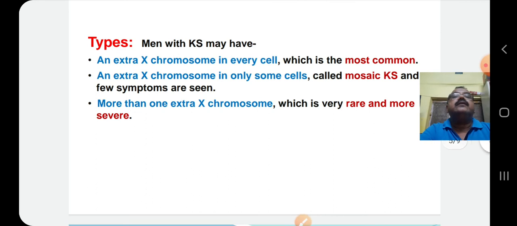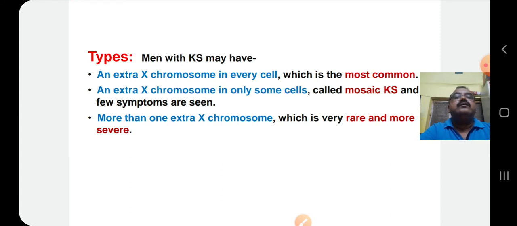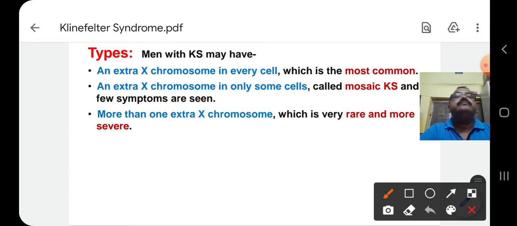Let us discuss the types. Men with Klinefelter syndrome may have an extra chromosome in every cell, which is most common, or an extra chromosome in only some cells, called mosaic Klinefelter syndrome, which produces few symptoms, or more than one extra chromosome, which is very rare and more severe.